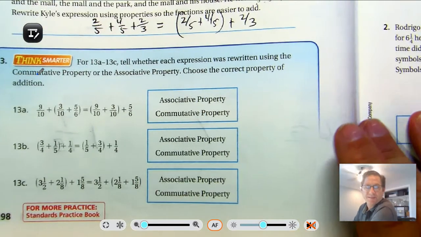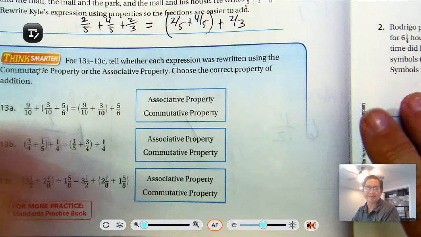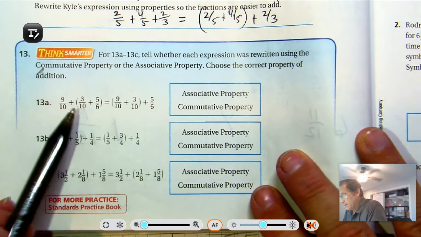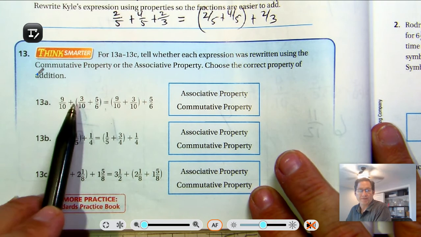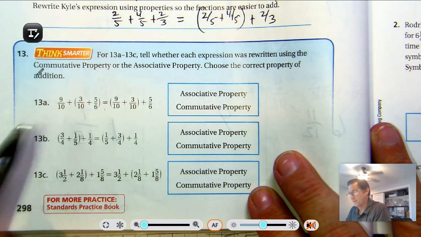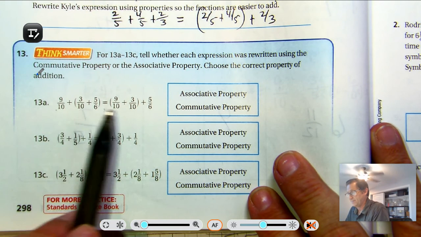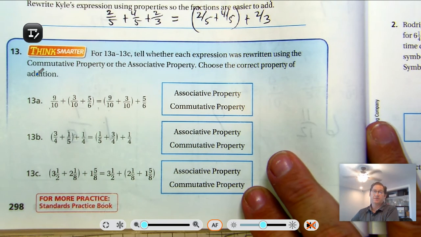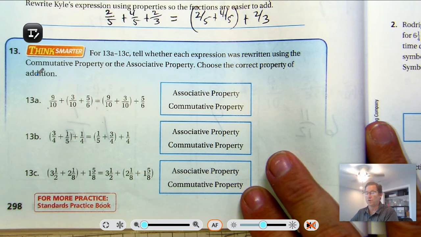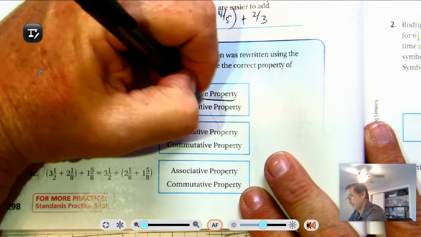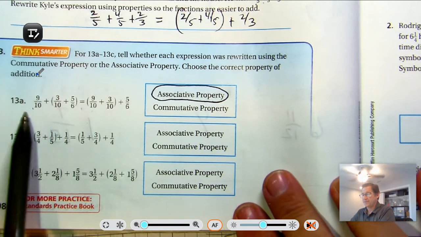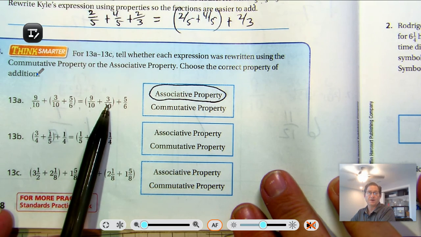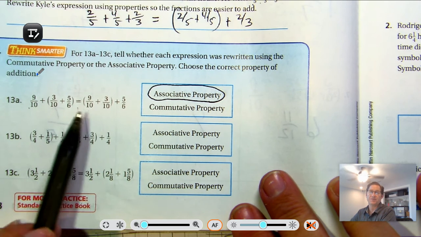And 13. For 13a through 13c, tell whether each expression was rewritten using the commutative property or the associative property. All right. So you see the equal sign. So let's compare the left-hand side of the equal sign to the right-hand side. 9/10, 9/10, 3/10, 3/10, 5/6, 5/6. Well, that eliminates commutative property because all the addends are in the same exact order. So it can't be commutative. It's got to be associative. Well, let's see. Right now, the grouping symbols are around 3/10 and 5/6. On this side, it's around 3/10 and 9/10. So yes, they changed the grouping.